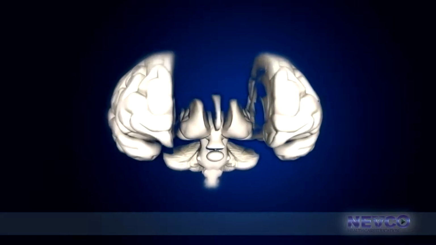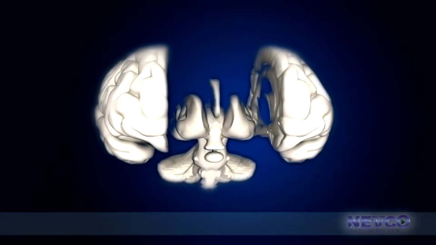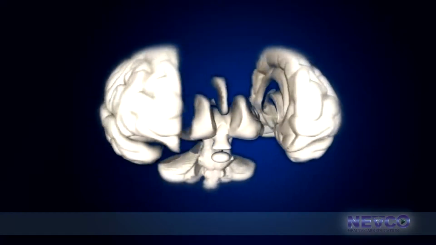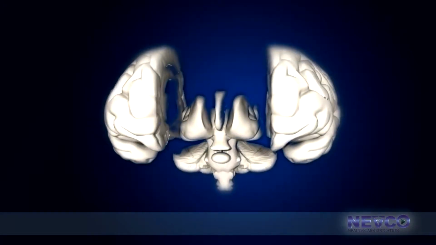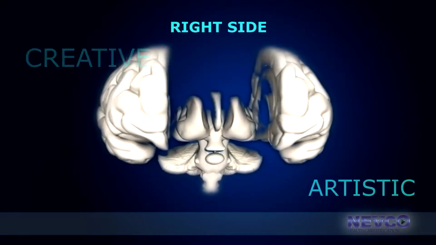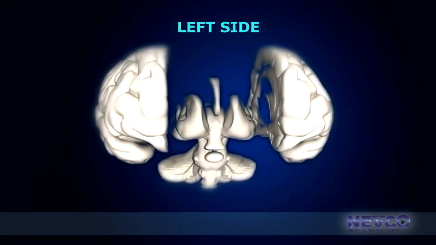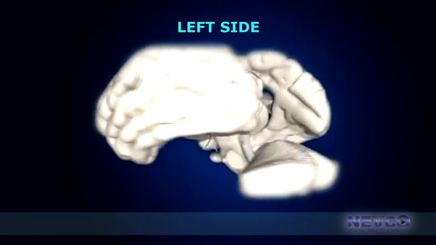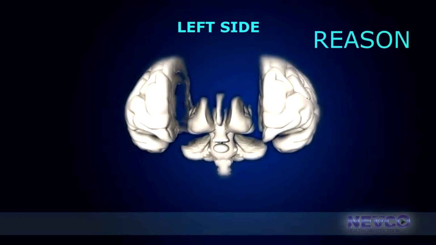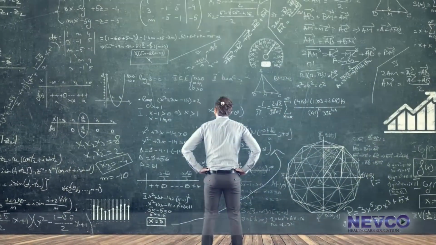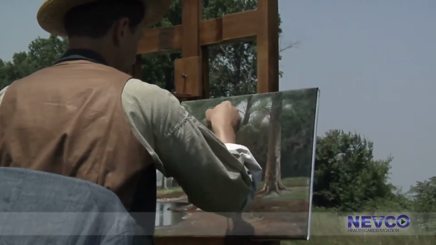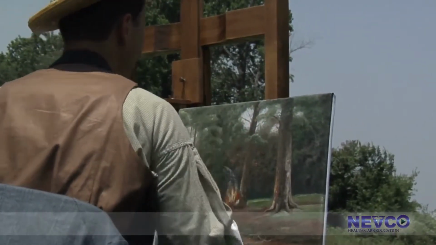The brain is also divided into 2 halves. Each half controls the opposite side of the body. In addition, the right side of the brain controls more creative and artistic functions, while the left side of the brain is more involved in higher functions such as logic and reason. So while a math professor might be more left-brained, an artist is said to be more right-brained.